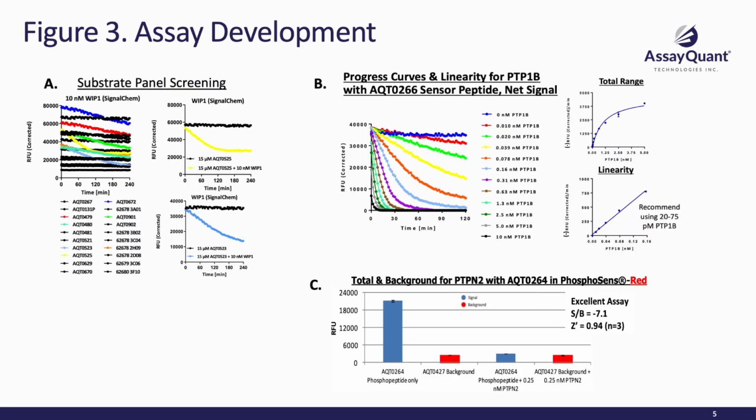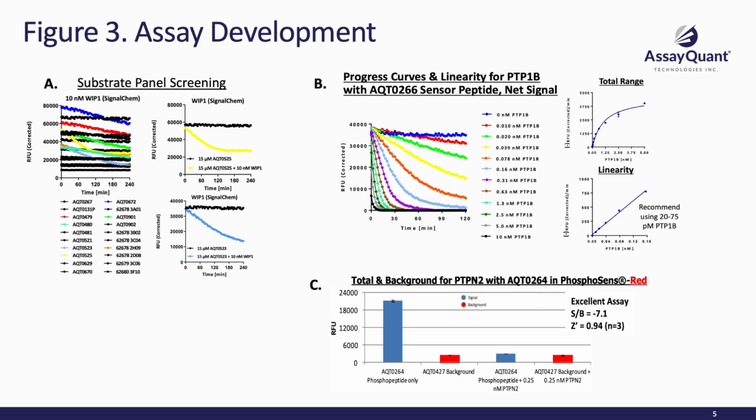This slide illustrates examples of some assay development. Panel A shows substrate screening for WIP1 phosphatase. A panel of substrates is tested where we look for the optimal dephosphorylation rate. The two best substrates are AQT-0525 and AQT-0523, where we see a strong decrease in rate with the yellow and light blue lines respectively.